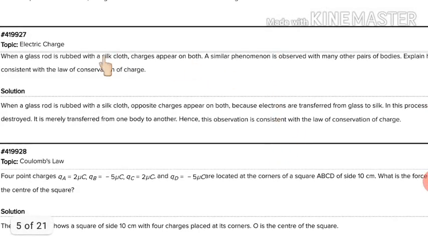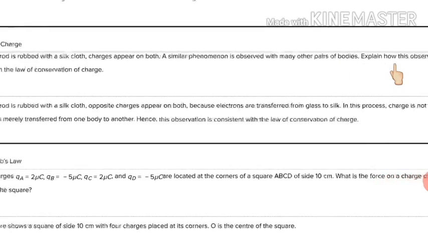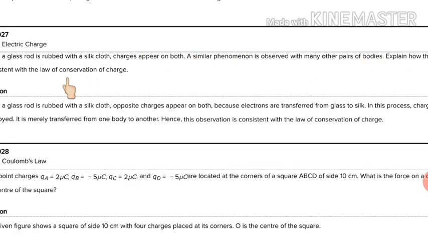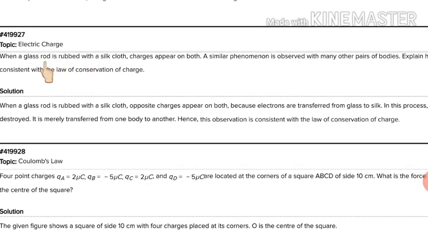Okay, next question is this. When a glass rod is rubbed with a silk cloth, charges appear on both. A similar phenomenon is observed with many other pairs of bodies. Explain how this observation is consistent with the law of conservation of charge. Actually, we have also discussed conservation of charge. Like we are talking about glass rod and silk cloth. Suppose the glass rod after rubbing acquires plus 5 microcoulomb of charge, then the silk cloth will acquire minus 5 microcoulomb of charge. Actually, magnitude will be same, nature will be opposite.